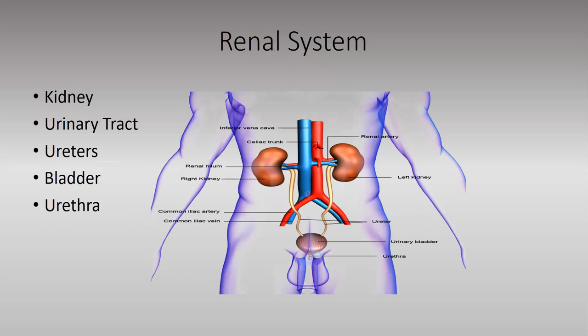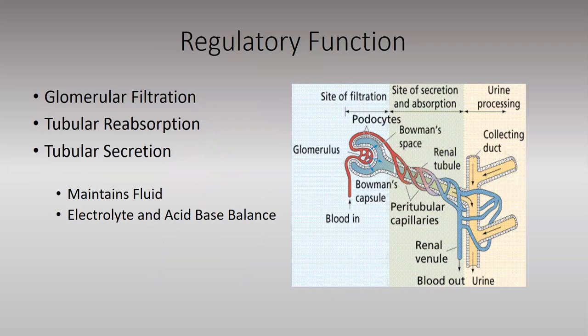So here's a picture of the renal system. We've got basic anatomy: the kidney, urinary tract, ureters, bladder, and urethra. The kidneys produce the urine. It goes from there into the ureters, travels through the ureters to the bladder itself. And then once it hits the bladder, you've got to go, and then you eliminate it.